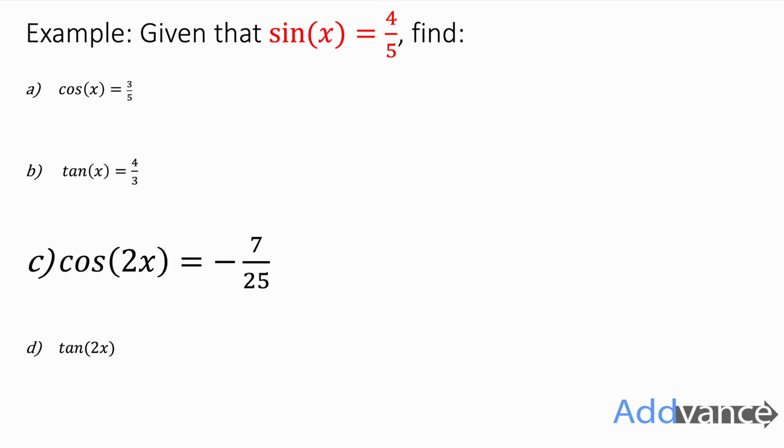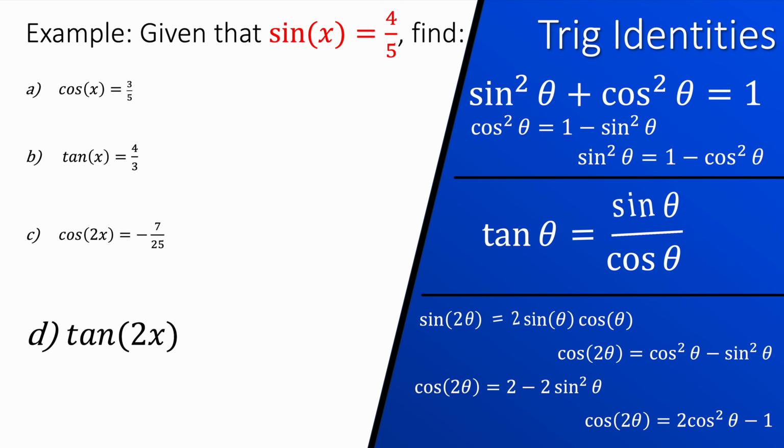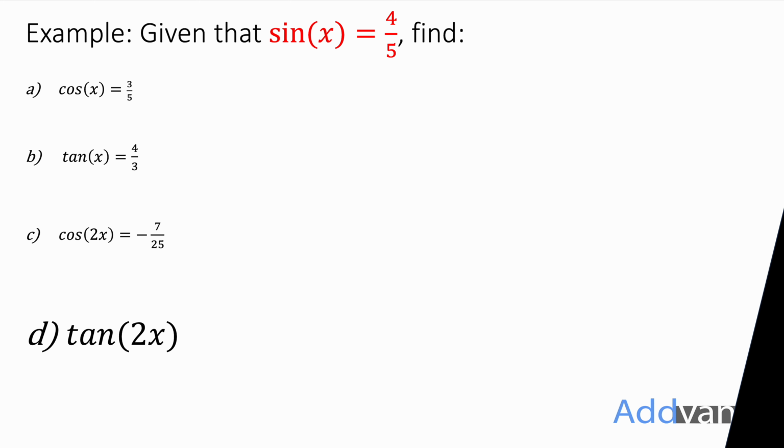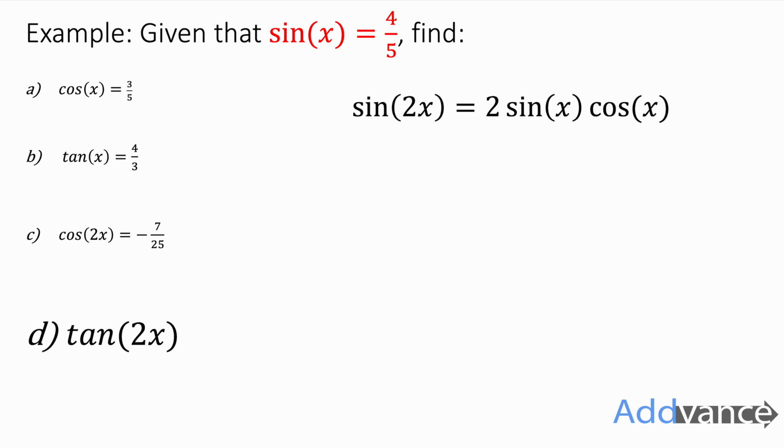Very good. Finally, let's work out tan 2x. And here I'm going to use 2 separate identities. I'm going to first use sine 2x is equal to 2 sine x cos x, and then I will use tan of x is sine of x over cos of x. So sine 2x is 2 sine x cos x. I'm going to use this because the question is about double angles. It's tan 2x, so I think sine 2x is going to be useful.